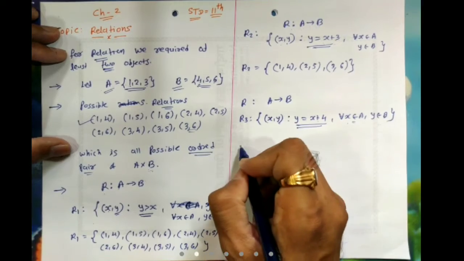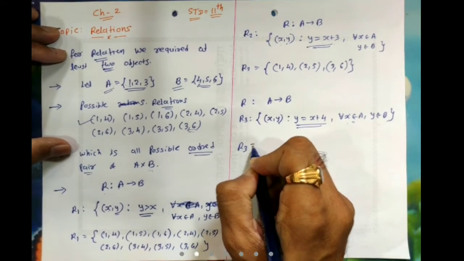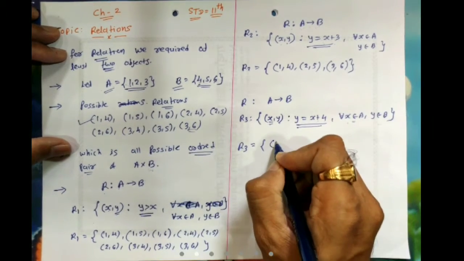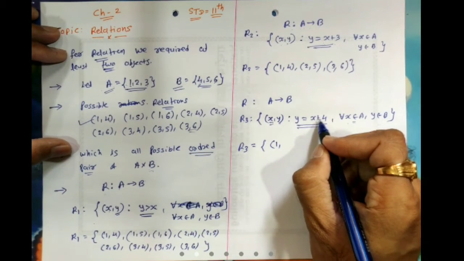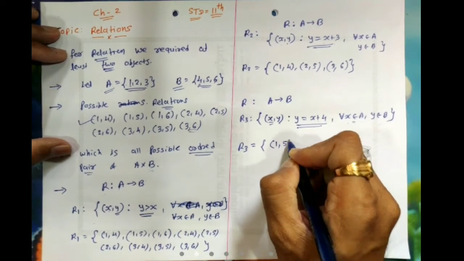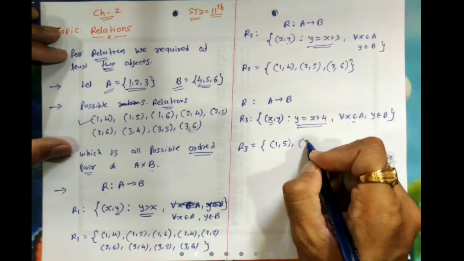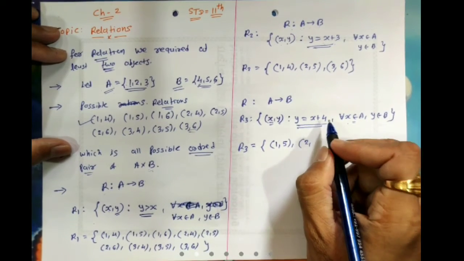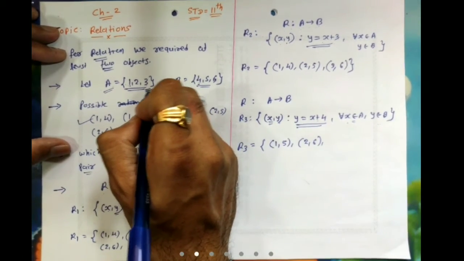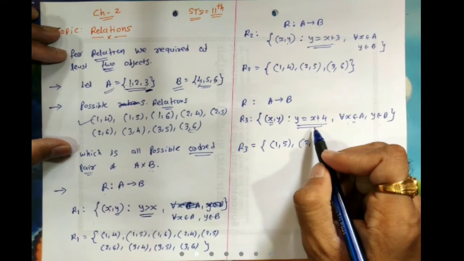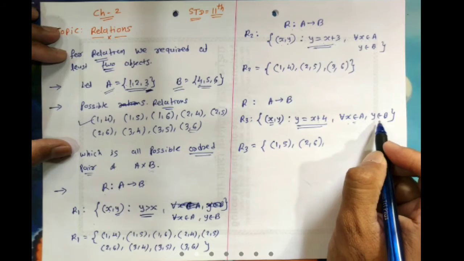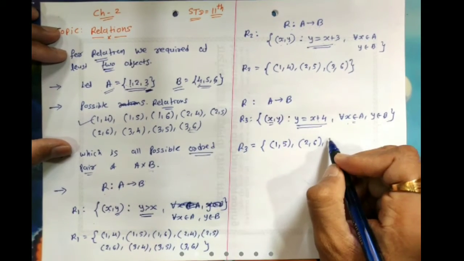So now the roster form of this third relation is the ordered pairs. First element from set A, suppose you are taking 1, then the second element is 1 plus 4, 5, and that must belong to set B. 5 is there, so you can write 1, 5. Now second element, suppose you are taking 2, then 2 plus 4, 6 belongs to B, so you can take 2, 6. Now if you are taking the third element of set A, which is 3, then the second element will be 3 plus 4, 7, which must belong to B. 7 is there? No. So we can't take 3, 7 over here.